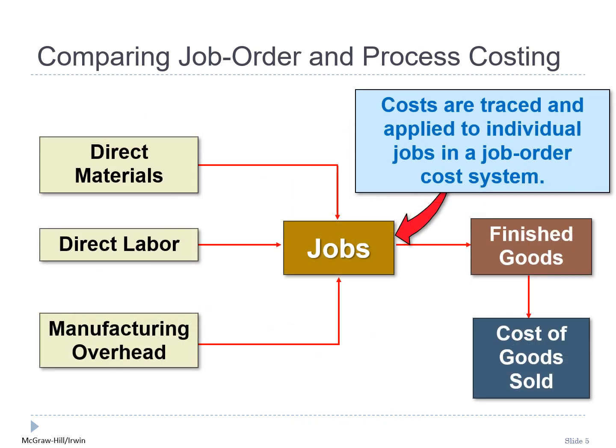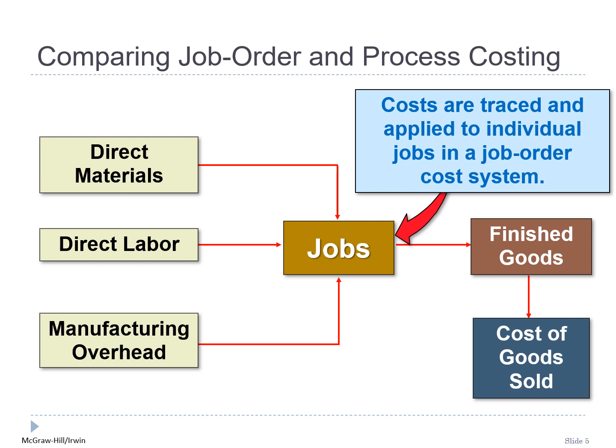Ayan, pinagkaiba lang, in job order, yung work in process natin is per job. So, looking at the slide, kita nyo naman kanina, yung work in process, napalitan lang ng job. So, ibig sabihin, ang work in process natin is per job sa job order costing system. But the concept are the same. So, every time we charge direct material cost, direct labor, and manufacturing overhead, that will be debited to work in process, which is per job. Costs are traced and applied to individual jobs in job order costing system.